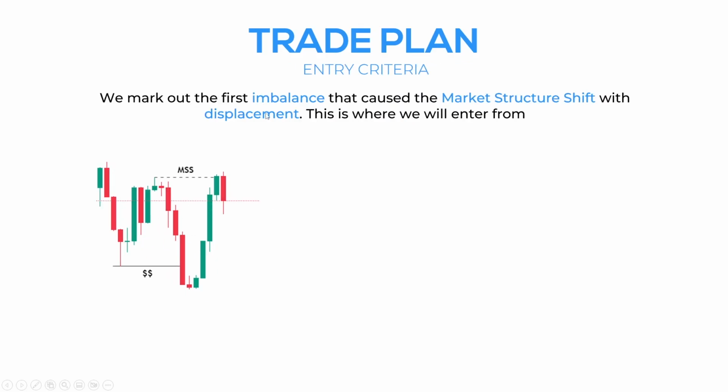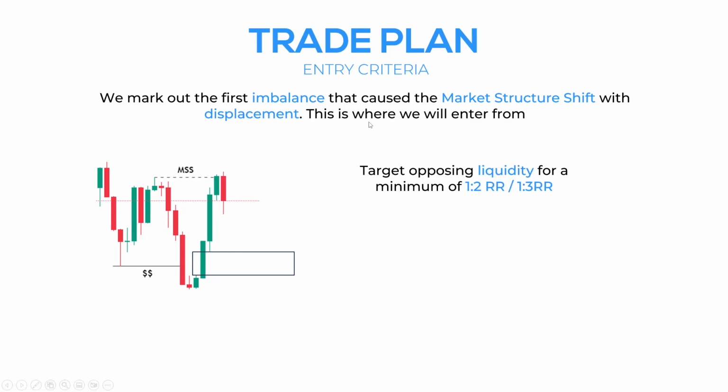Now, we mark out the first imbalance that caused the market structure shift with displacement. This is where we enter from. So you can see we have an imbalance right here, we have an imbalance right here. We want to mark out the first ever imbalance that caused this displacement that then also caused the market structure shift. Now you can see this is our imbalance right over here.